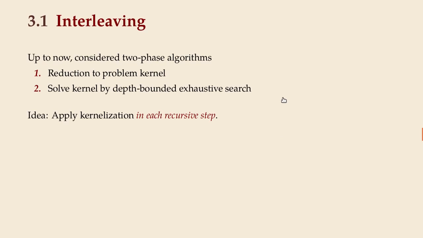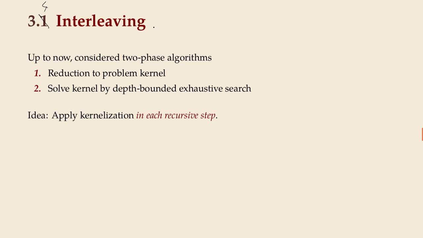For today, I want to talk about something different: another strategy for algorithms, another technique for improving algorithms. I'm pretty sure this is wrong. LaTeX messed up the numbering. We had one chapter on theory, we had one chapter on kernelization and depth-bounded search trees, so this should be 3.4. Never mind. So the technique is called interleaving.